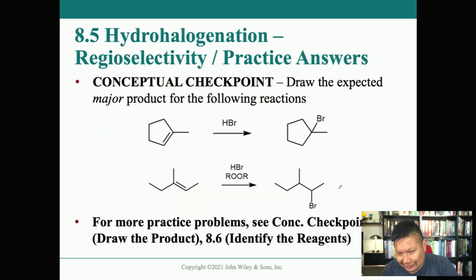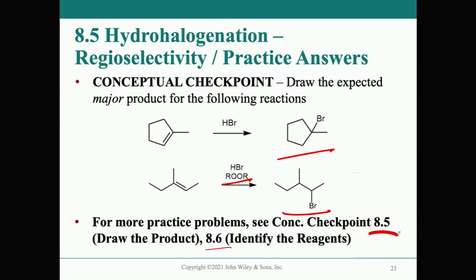Oh, of course, as always, the next slide has the answer on it. So again, you saw here, this is the Markovnikov, and this is the anti-Markovnikov, because this one has the peroxide. So for more practice, do 8.6 and 8.5, which you can't see because my head's blocking the way, so I'll show you that real quick. Right there, 8.5, 8.6, Wiley Plus. Good luck to you.